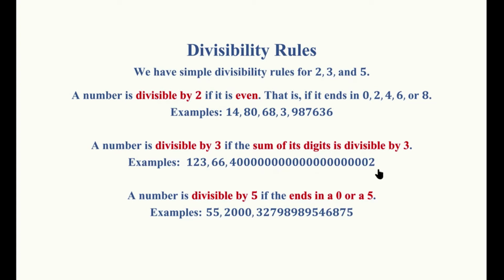That's a huge number, and we don't have to sit there and do this really long division to see if this is divisible by 3 or not. We just need to add the digits. Notice 4 plus 0 plus 0, etc. And of course, none of these zeros are going to add anything to the sum of the digits. So all we need to worry about is 4 plus 2, which is 6, which is divisible by 3. Therefore, this number is divisible by 3.